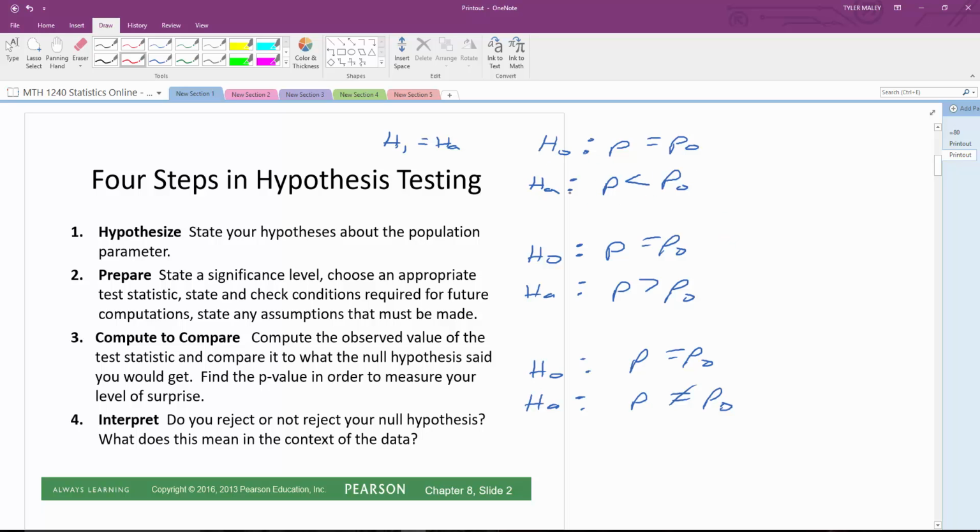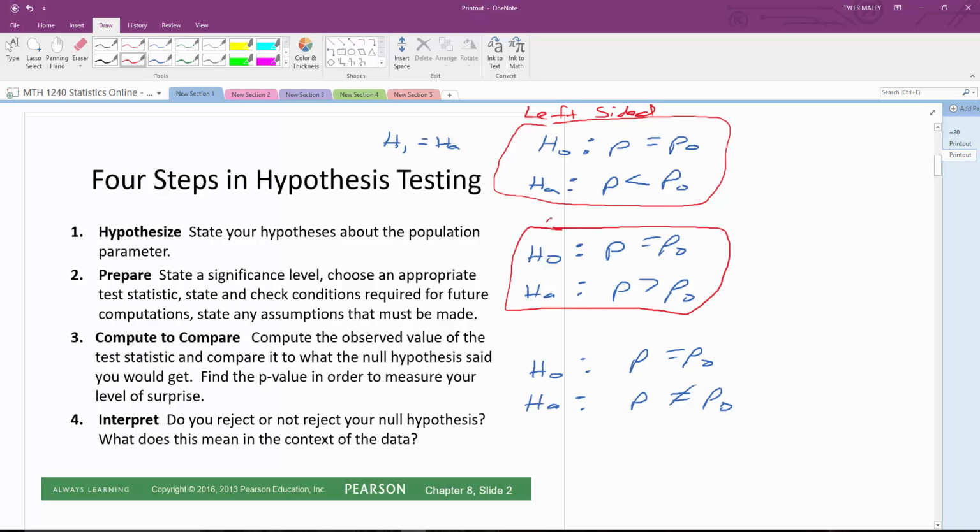In this scenario, when P is less than P naught, we call this a left-sided test. If our alternate hypothesis is claiming that P is greater than P naught, this is what we call a right-sided test. So a left-sided hypothesis test, a right-sided hypothesis test, and then if we have an alternate hypothesis of P not equal to P naught, in other words, it's different, so it could be either less than or greater than, we refer to this as two-sided.